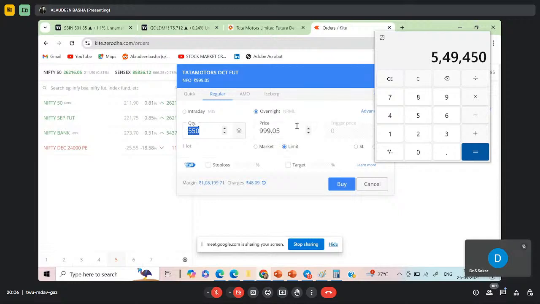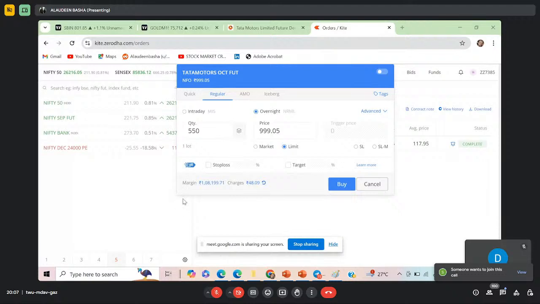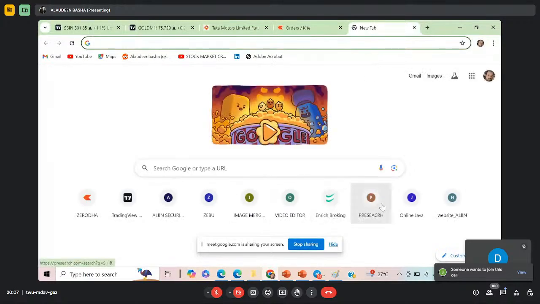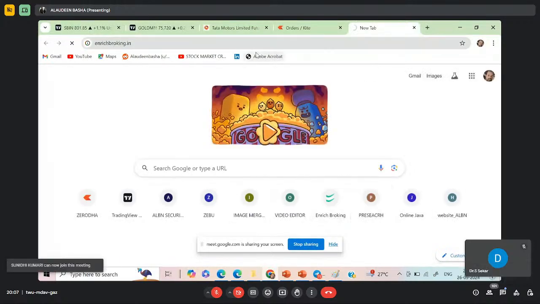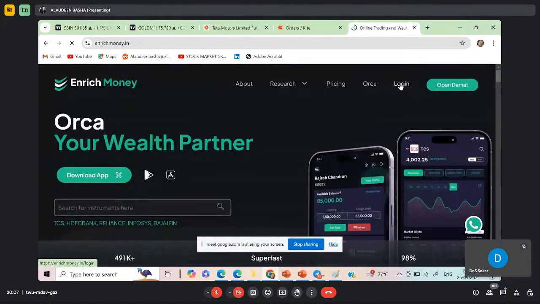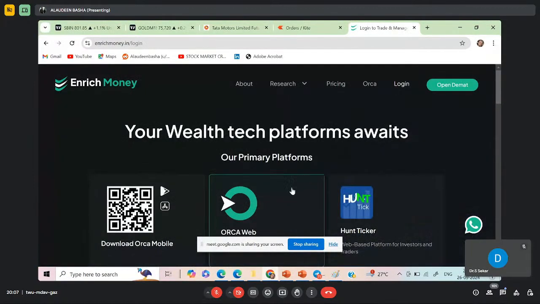If you're getting 10 points of profit, 10 into 550, that is 5,500 rupees. A 10-point loss is likewise a loss of 5,500 rupees. This is very highly risky in futures. For example, in Zerodha it will take 1,08,000 rupees. We'll go to another broker and check it. I also have an account in Enrich. We'll move on to Enrich and check how much margin is needed to buy the same Tata Motors at 1 lot.